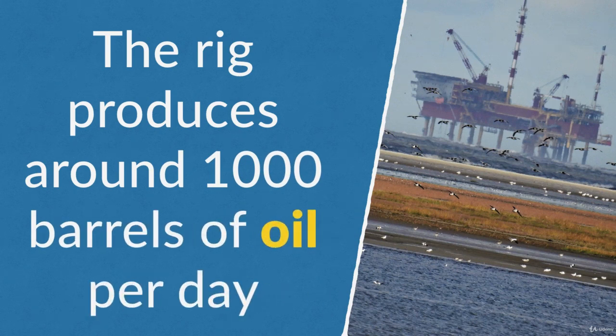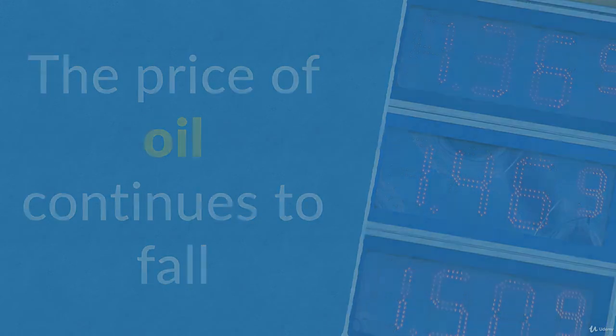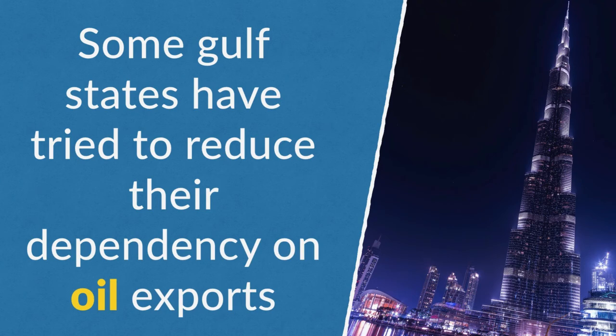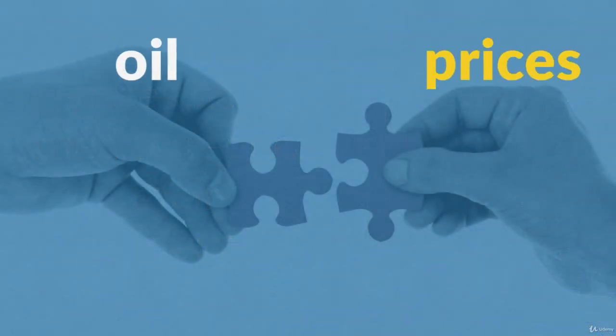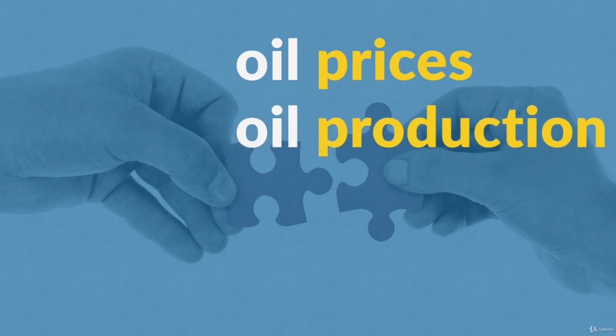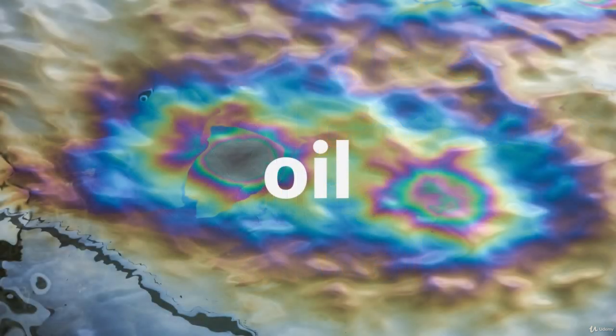The rig produces around 1,000 barrels of oil per day. The price of oil continues to fall. Some Gulf states have tried to reduce their dependency on oil exports. Some collocations: oil prices, oil production, oil rig, oil well.